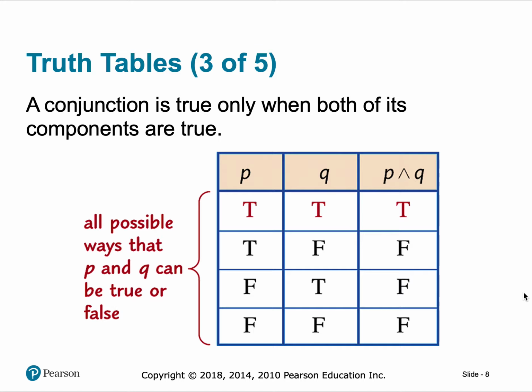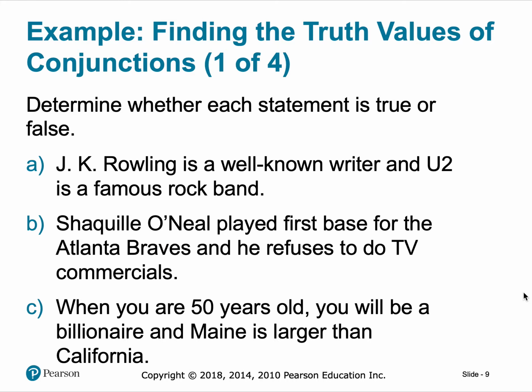So it's really important to understand your starting point to know if you're actually dealing with a true statement or a false statement. A conjunction is only true when both of its components are true. So if you look at the red here, P and Q are true, and so P and Q are true together in the compound statement. But anytime there's a false involved, then I'm going to have a problem and my compound statement can't be true. So let's look at an example. We're going to work on finding those truth values in conjunctions.